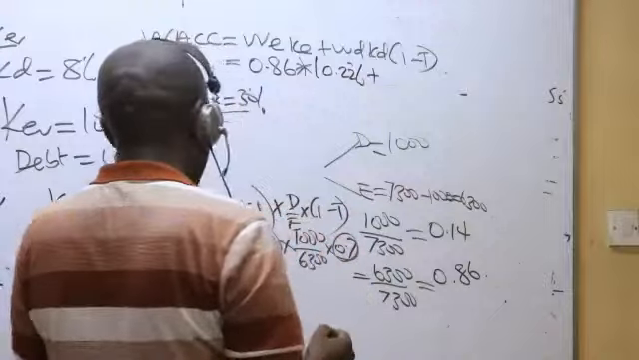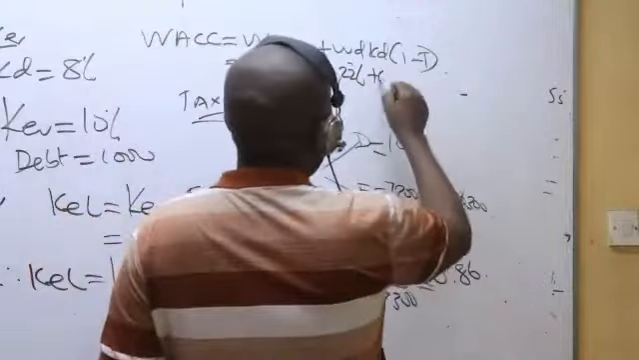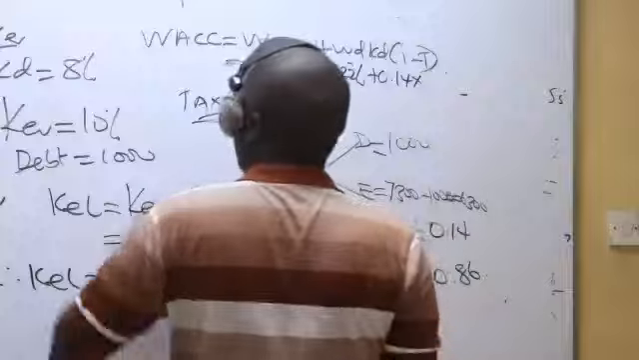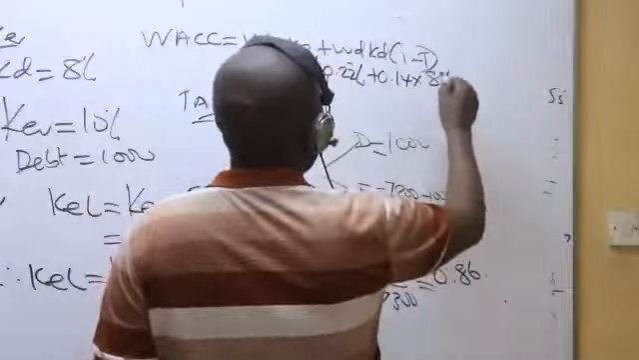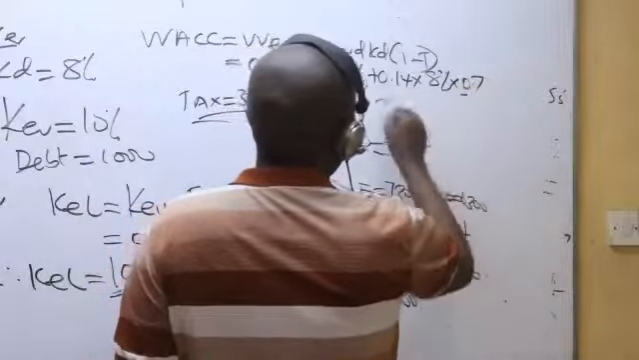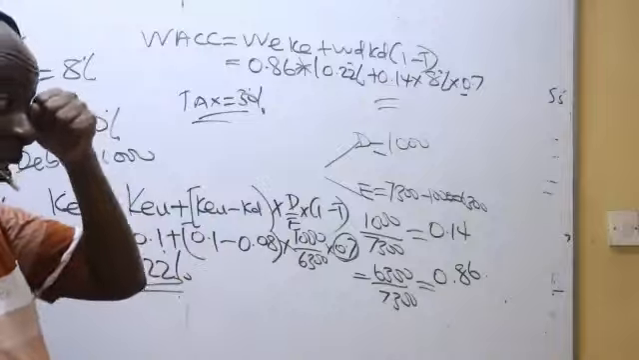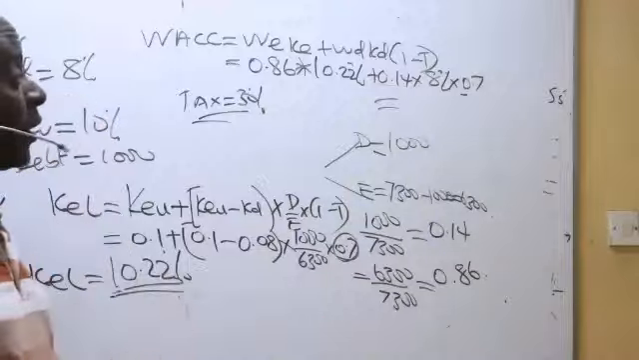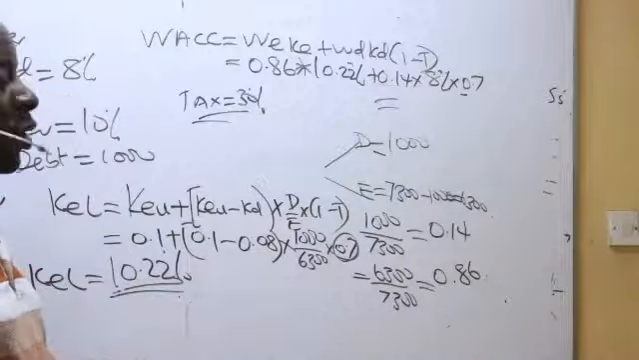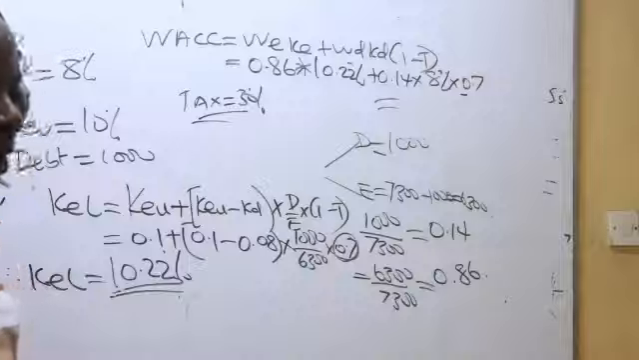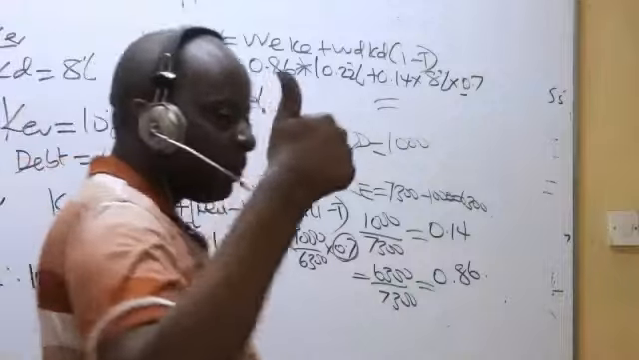Plus weight of debt, 0.14, times cost of debt. Cost of debt is 8% times 0.7. So then somebody should be able to give me the final answer of the WACC. I'm being told it's 9.57, 9.56.